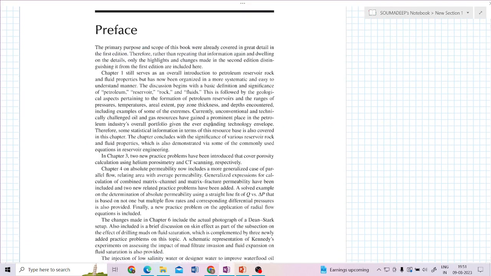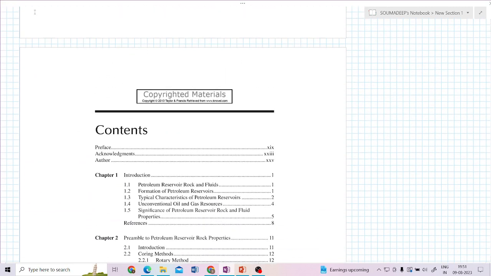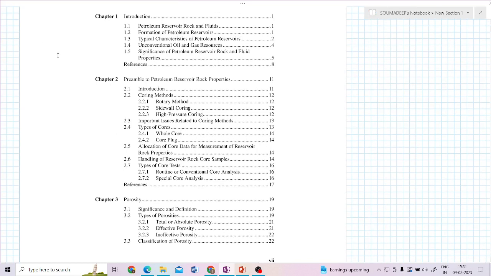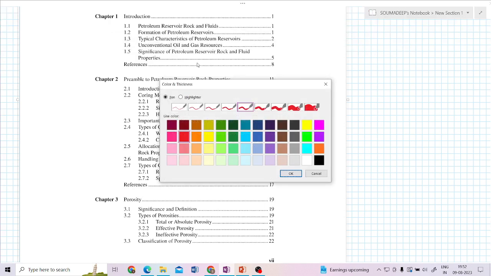So without wasting any sort of time, we are going to the first chapter, or especially the second chapter, which is core analysis. So you can switch the video to 1.5 or 2 speed as per your need.